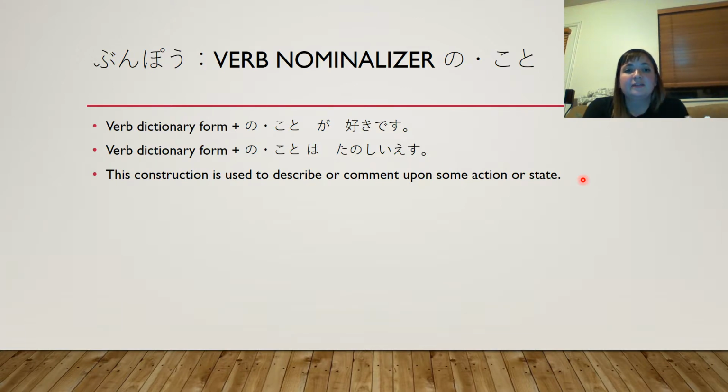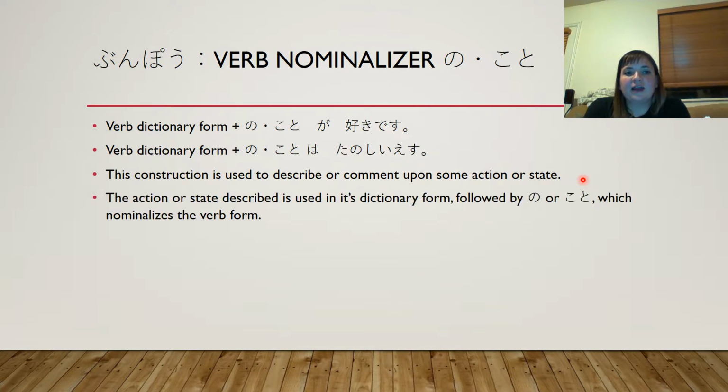The problem is sometimes you want to talk about actions that you like, right? So if we want to talk about an action, we have to take that action, that verb, and turn it into a noun. And that's essentially what we're doing. We're taking our verb and we're able to turn it into a noun. It's kind of magical. So that's what they mean by verb nominalizer. We're changing our verb into a noun. Okay, so the action or state described is used in its dictionary form, followed by no or koto, which again nominalizes the verb form.